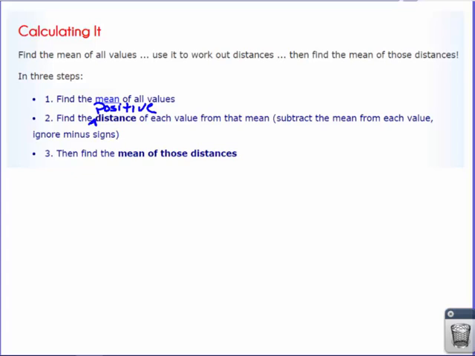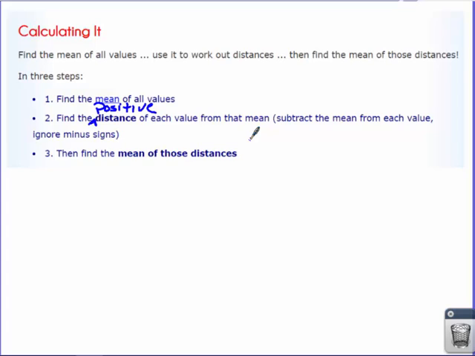So there are 3 steps in finding mean absolute deviation. The first step is you must find the mean of all of your values. So that means you add them all up and divide by how many there are. The second step is we're going to find the positive distance each value is from the mean. So we subtract the mean from each value, or each value minus the mean. And we want the positive distance, so we don't pay any attention to the negative signs in front of the numbers. And then the third thing we do is we find the mean of those distances.